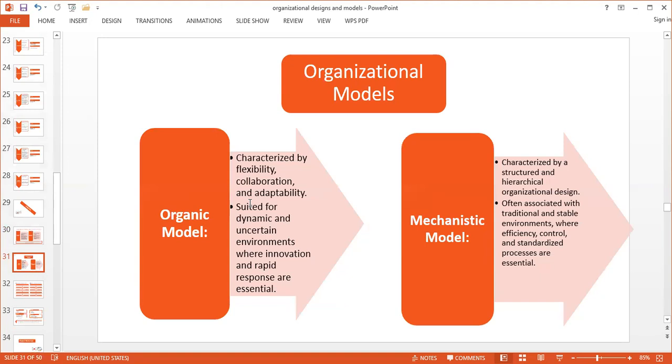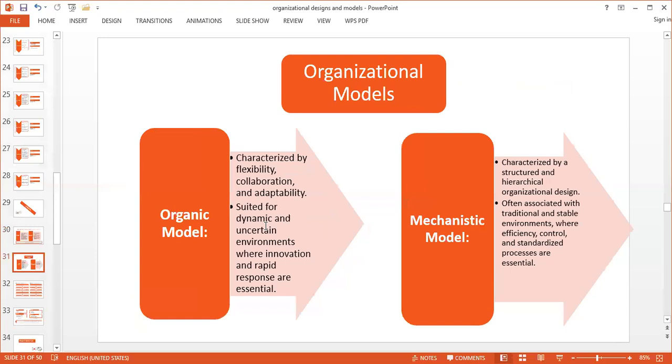Here we're going to discuss organizational models in detail. There are two types of organizational model: organic model and mechanistic model. First of all, the organic model. The organic model is characterized by flexibility, collaboration, and adaptability.